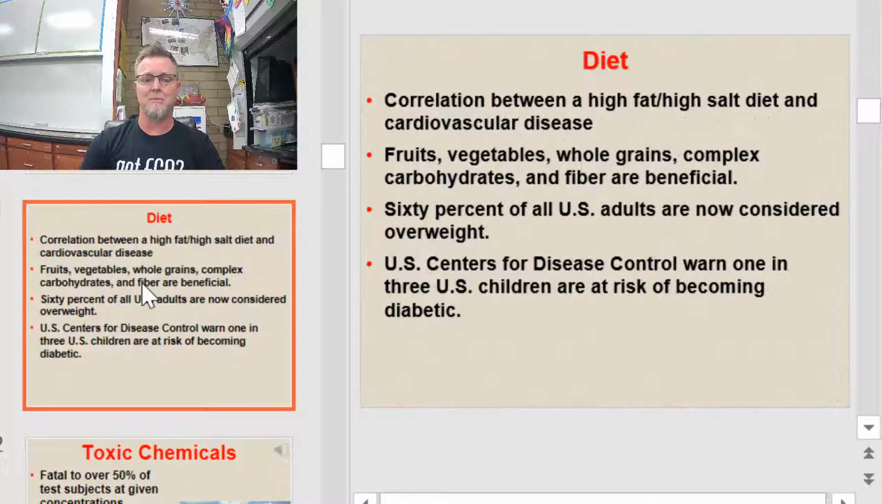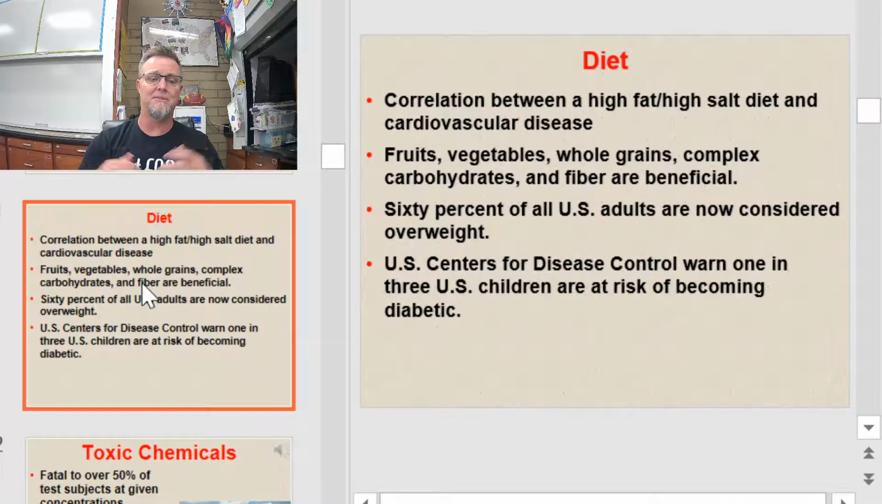One last item that I want to add to the list, diet. There's a huge correlation between high fat, high salt diets and cardiovascular diseases, which can lead to illness, deviations from that overall physical, mental, and social well-being. Having diets high in fruits, vegetables, whole grain, complex carbs, fiber, they're not just beneficial for your overall weight, but they can help your body deal with all those other toxins that I just mentioned, right? So it's really, really important to have proper diet to increase your overall health.